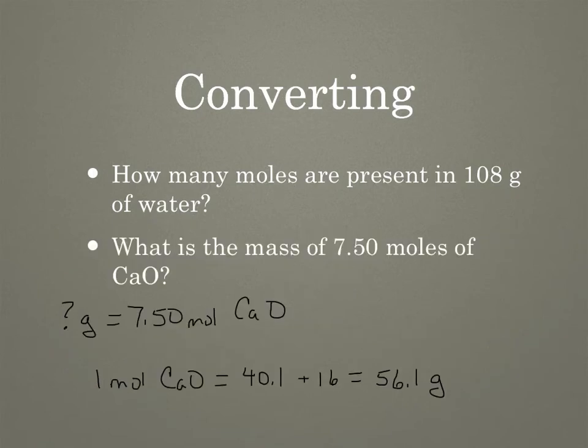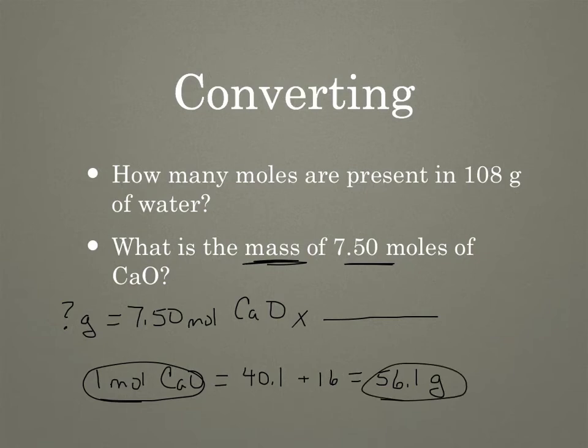All right, here's another example. What is the mass of 7.50 moles of CaO? So what are we trying to find? Well, we're trying to find mass, and we're given 7.5 moles. So set it up, make your fraction. Here's my conversion, 1 mole, 56.1 grams. Want to make it so that I end up with grams, so grams are going on the top. 56.1 grams CaO, 1 mole CaO.